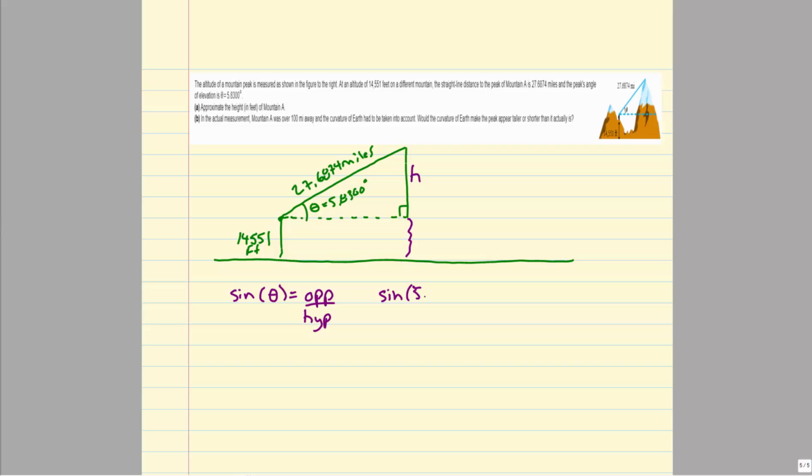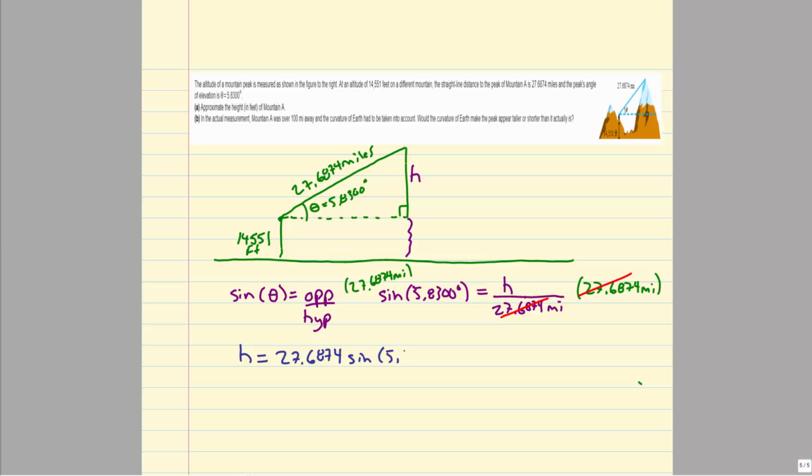So theta we know is 5.8300 degrees, equal to my opposite side, which is the height of the mountain, over the hypotenuse, which is 27.6874 miles. So let's remember that miles bit. If we solve this for h, we multiply both sides by 27.6874 miles. Over here it cancels, and I'm left with height equals 27.6874 times the sine of 5.8300 degrees. When I get done with this, this will be miles.